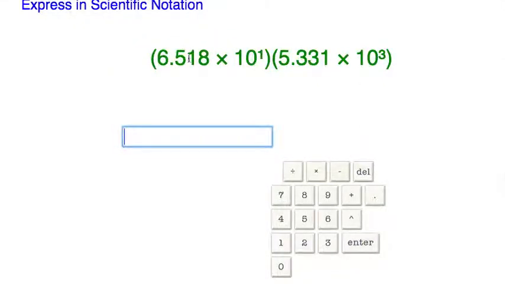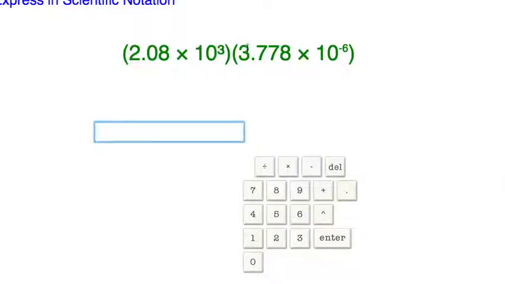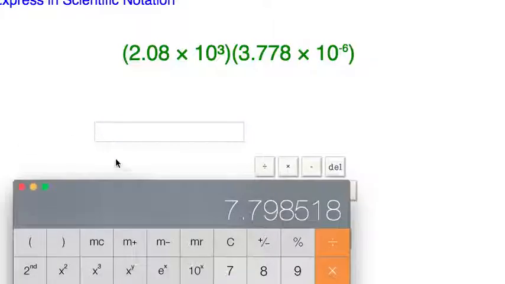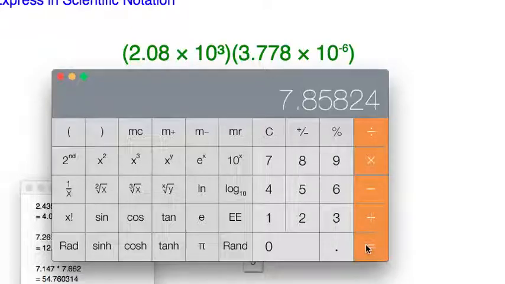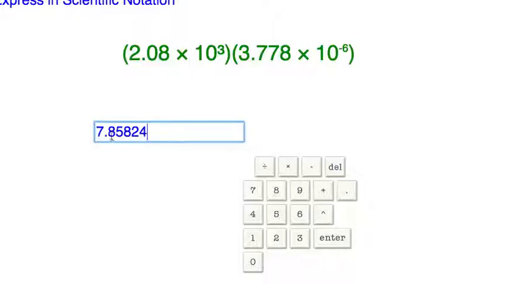All right, one more. Okay, so we have 2.08 times 10 to the power of 3 times 3.778 times 10 to the negative 6. All right, so let's get to multiplying. 2.08 times 3.778 is equal to 7.85824. Okay, and so we don't have to move the decimal point around, so we're just going to multiply the 10 to the 3 times 10 to the negative 6, add those together, and that's 3 added to negative 6, that's negative 3. So times 10 to the power of negative 3, like that.